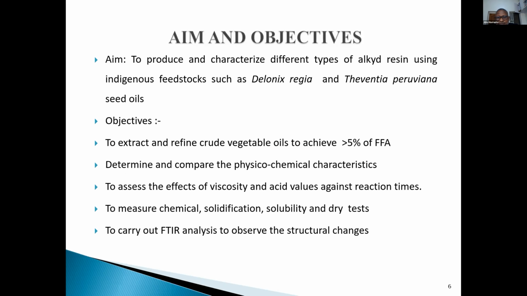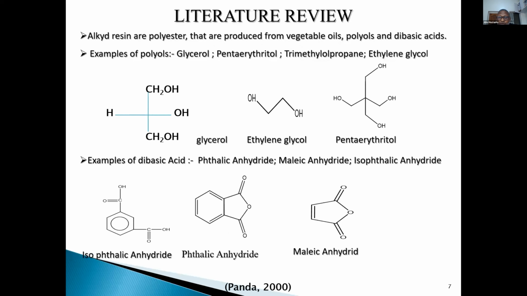These are the aims and objectives: to produce and characterize different types of Alkyd resin using indigenous feedstocks, Delonix regia and Thevetia peruviana. Objectives are to extract and refine, determine and compare chemical properties, assess the effect of viscosity and acid values against reaction time, to measure chemical resistance and drying time, and to monitor the changes in functional group using FTIR. Next. These are my literature. We have examples of dibasic acid, phthalic acid, isophthalic anhydride, and maleic anhydride. Next.